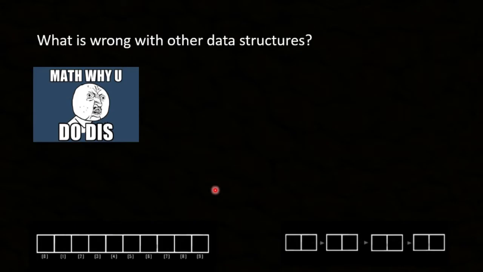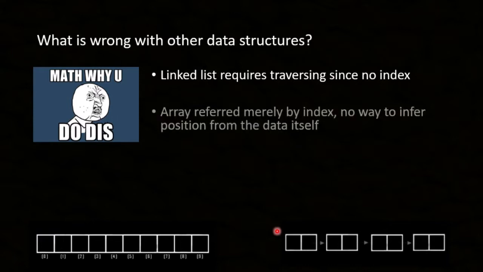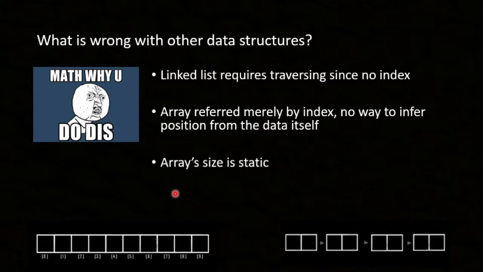What is wrong with other data structures, if you ask? Why do we need to use this particular data structure? Linked lists, as you can see, require traversing since there is no index in a linked list, unlike an array. However, an array is only referred to by its index. There is no way to infer position from the data itself. Therefore, if I have similar data and I want to group it together, then I'd use this particular data structure. Array size is static, unlike linked list, so we want something that can be dynamic in size.